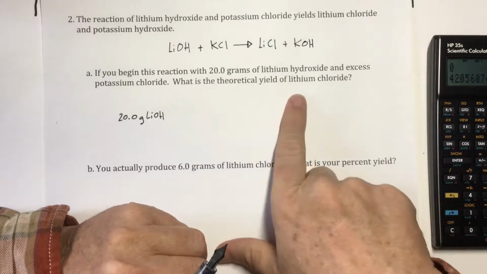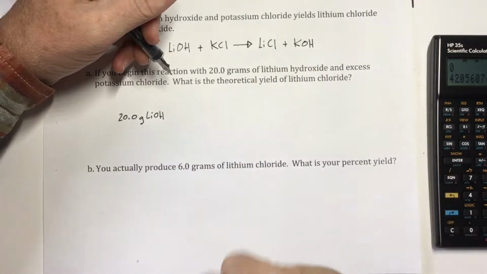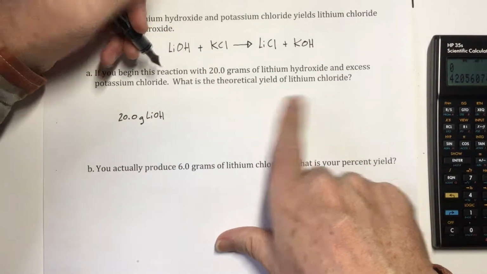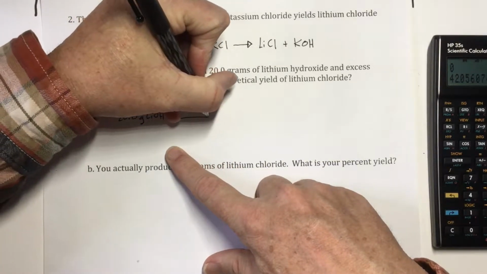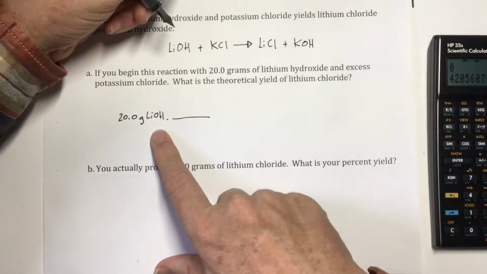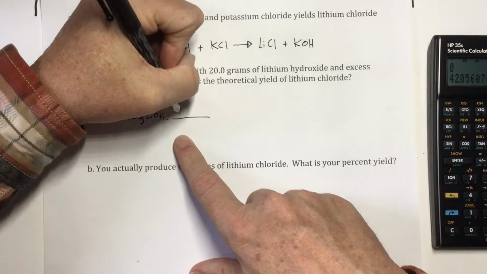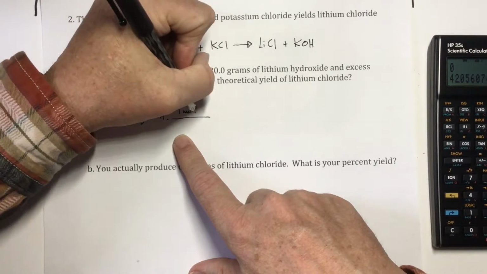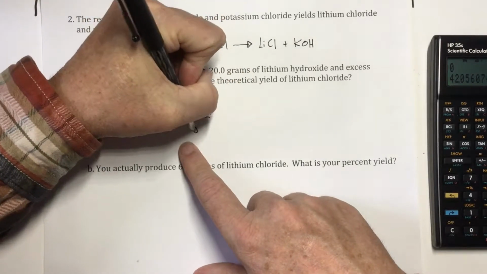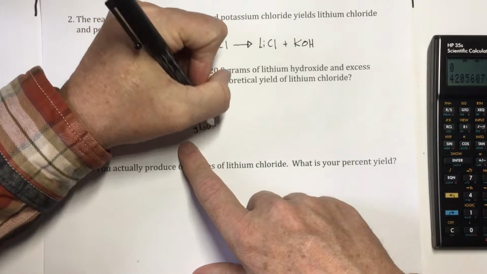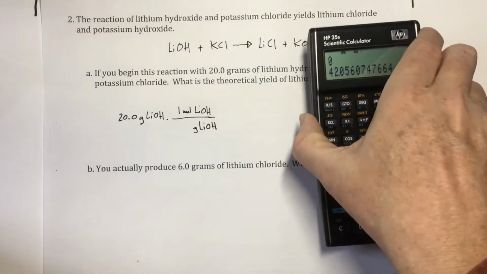All right, so what is the theoretical yield? Well, the theoretical yield is just what we'll get from our stoichiometry, and I'm asking for lithium chloride, so I will just do some stoichiometry here. The first thing I will do is convert this 20 grams of lithium hydroxide to moles of lithium hydroxide. So I will multiply that first by 1 mole LiOH, and I'll divide that by the atomic mass of lithium hydroxide in grams.